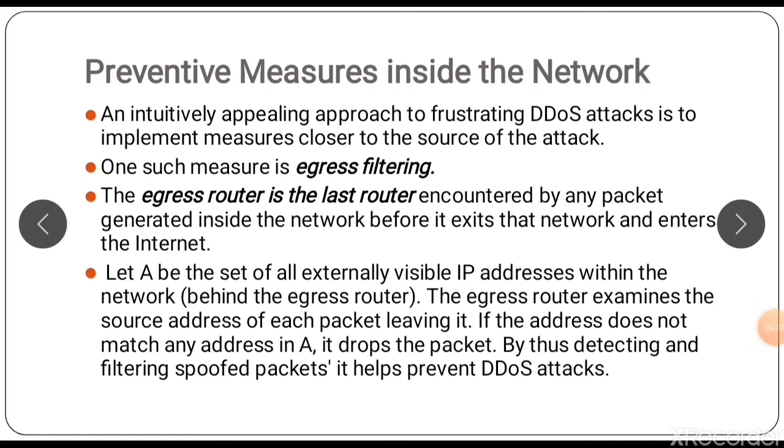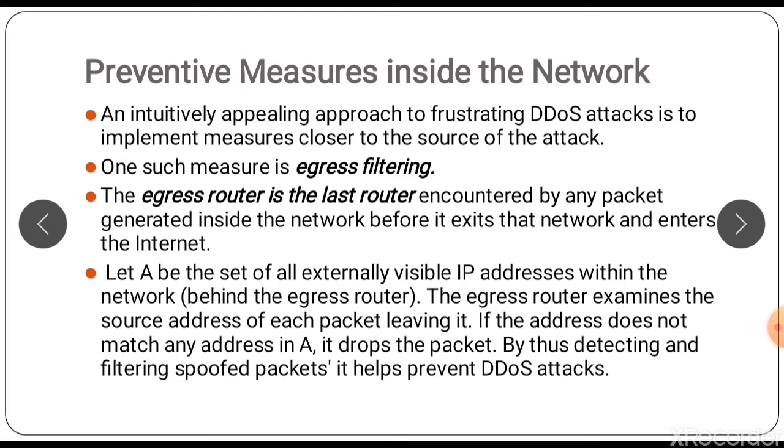Let A be the set of all externally visible IP addresses within the network. The egress router examines the source address of each packet leaving it. If the address does not match any address in A, it drops the packet. By thus detecting and filtering spoofed packets, it helps to prevent DDoS attacks.